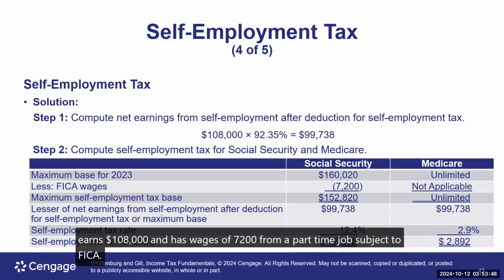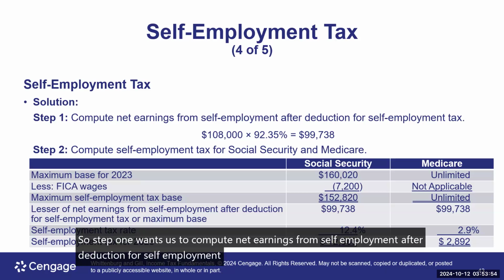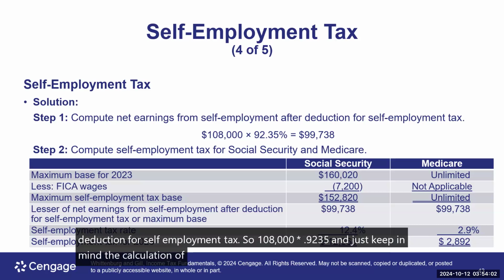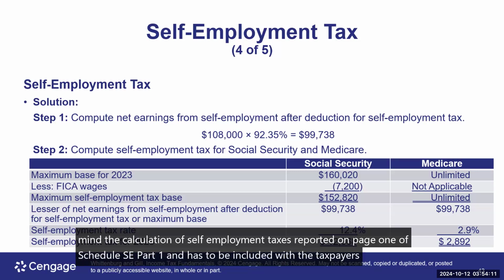So step 1 wants us to compute net earnings from self-employment after deduction for self-employment tax. So 108,000 multiplied by 0.9235. And just keep in mind, the calculation of self-employment tax is reported on page 1 of Schedule SE, Part 1, and has to be included with the taxpayer's Form 1040.